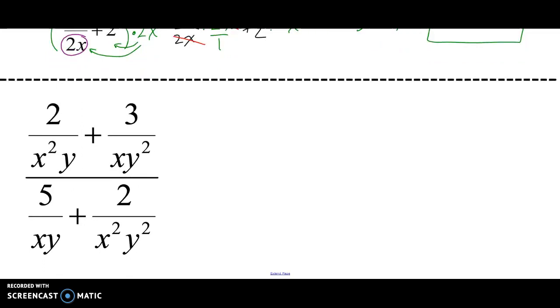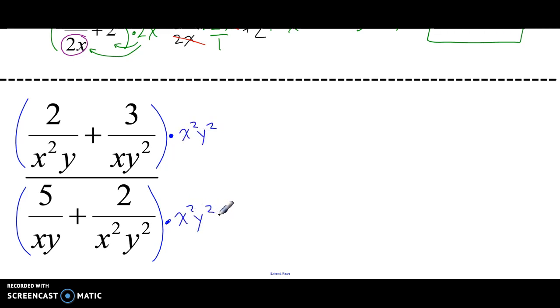I have to choose which technique to use. Well, when I look at the denominator, and I see the denominator has two fractions in it, that's the thing that tells me I should be using the second technique. Things will be a lot faster if I do that. I'm going to multiply top and bottom by whatever the overall common denominator is for all the little fractions. And if you look at x squared y and x y squared and x y and x squared y squared, the overall common denominator for everything is x squared y squared.